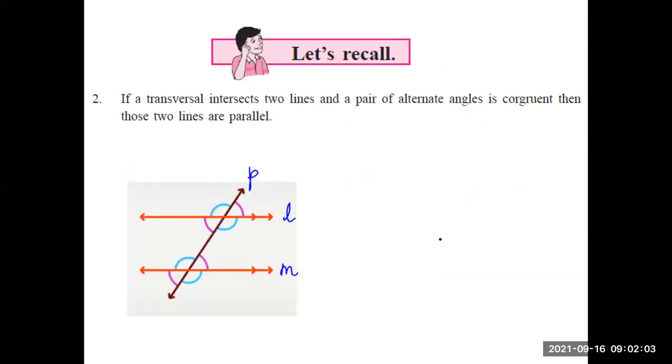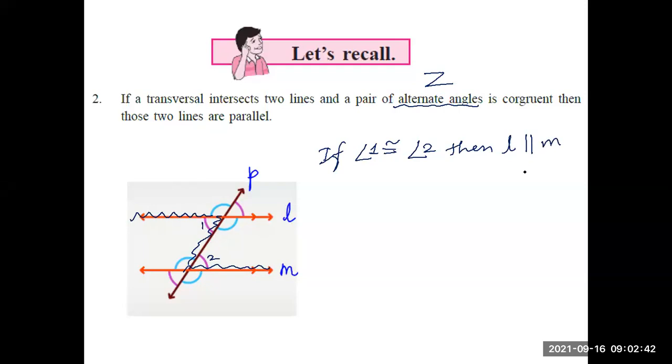Let us look at the second type of formation. The second one says: if a transversal intersects two lines, P is the transversal and it is intersecting two lines, L and M, and a pair of alternate angles is congruent. What do you mean by alternate angles? Alternate angles is the Z formation. Then what can we say? Then the two lines are parallel. So where do you see alternate angles? Suppose we are given that angle 1 is congruent to angle 2. Then line L is parallel to line M.